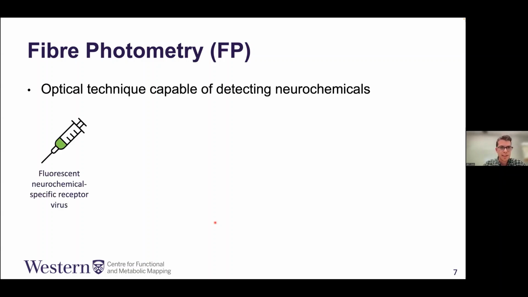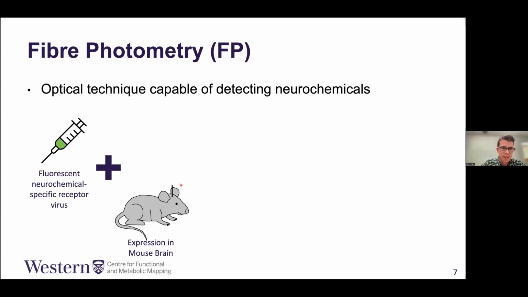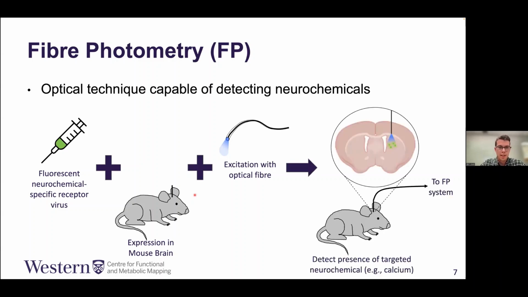We inject a fluorescent neurochemical specific receptor virus into the mouse brain. And simultaneously, we also implant this optical cannula, which gives us optical access to that site of the brain. And then we excite that area with an optical fiber guiding a particular wavelength of light. And then those biosensors that were injected fluoresce, and we can determine if that targeted neurochemical is present or not. And so in our case, we'll be looking at calcium.